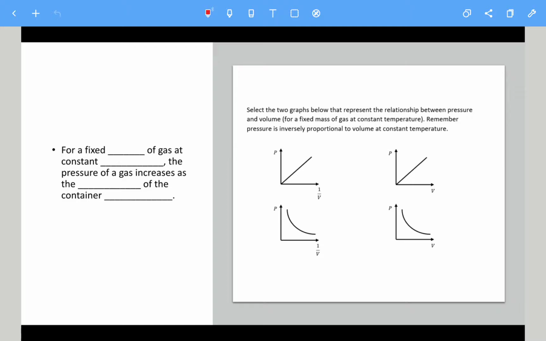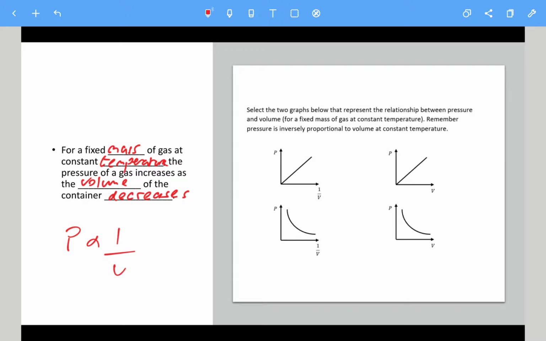Okay, let's look at the word fill first. For a fixed, let's say, for a fixed mass of gas at constant temperature, the pressure of a gas increases as the volume of the container decreases. Again, the opposite happens. The pressure is inversely proportional to the volume.